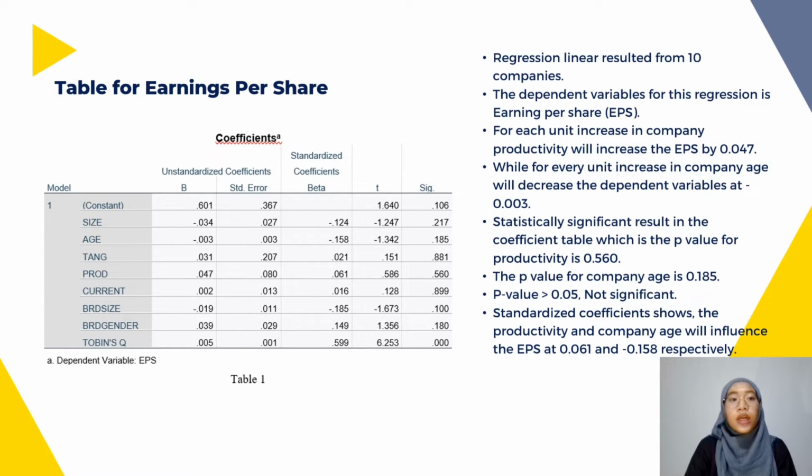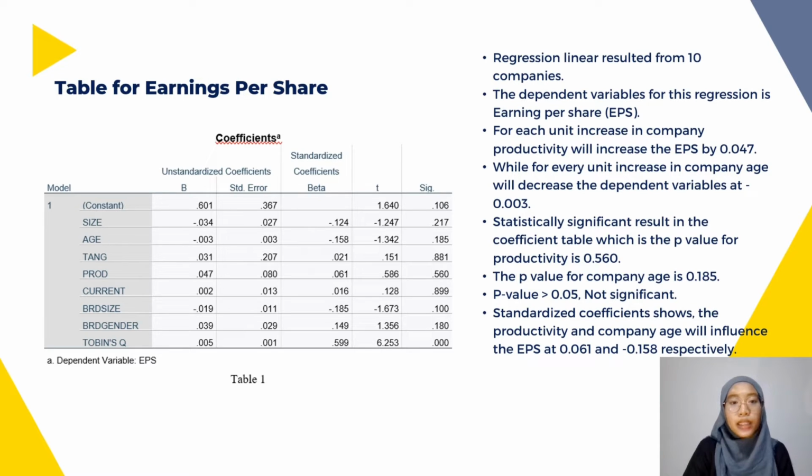In this slide, we will talk about the linear regression result from the 10 companies. We use SPSS to get this figure. The dependent variable for this regression is earnings per share. So we want to analyze the factors that will affect the dependent variable using the coefficients.